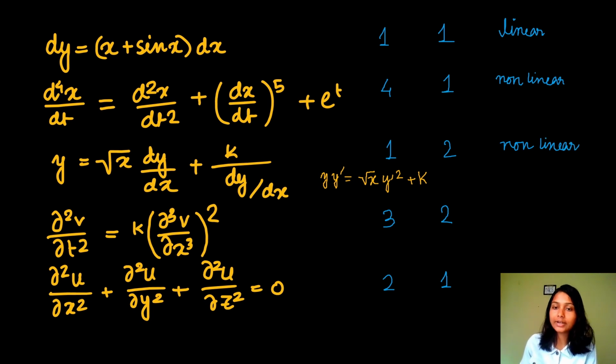This one here again has degree 2, so it is non-linear. And here it has degree 1, and all the terms here have degree 1. Therefore, this one is linear.